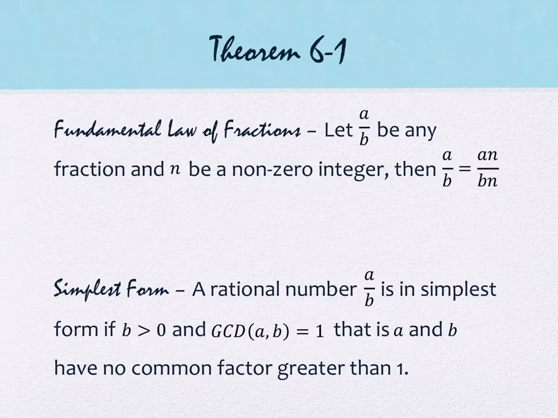The fundamental law of fractions is something that you are familiar with, maybe not written in this form. And it says the following: if we have a fraction a over b, and n is any non-zero integer, then if you multiply a by n and b by n, the value of the fraction doesn't change. In particular, we use this with addition and subtraction in order to get common denominators. That's where we see this used.